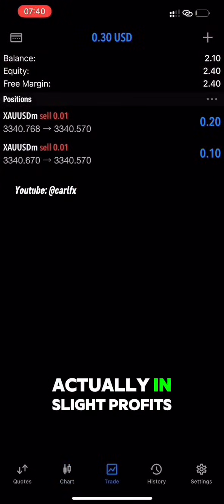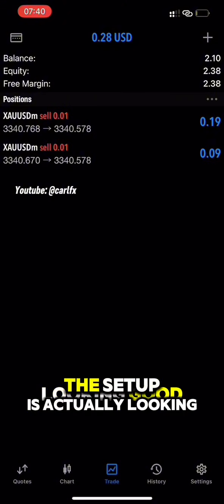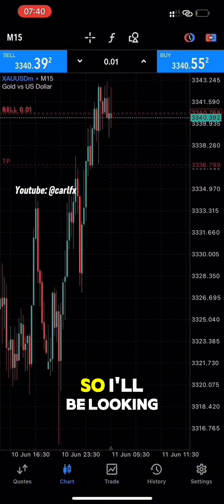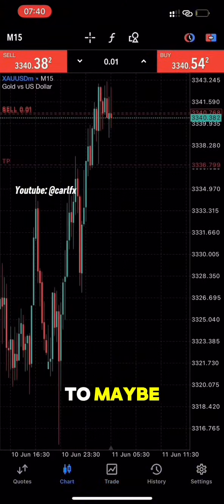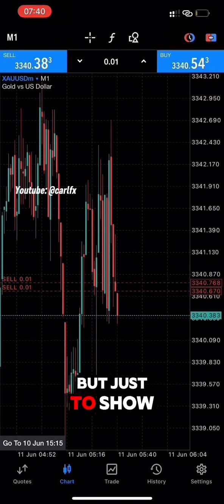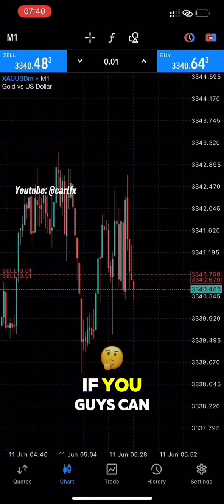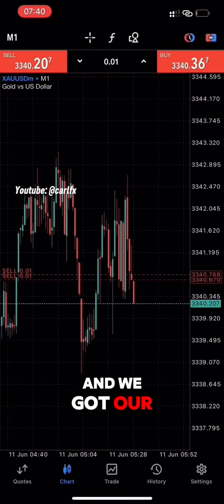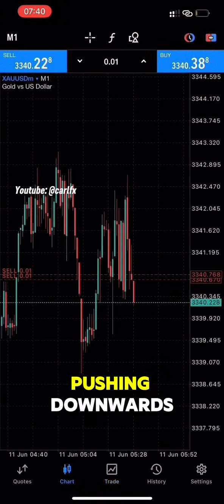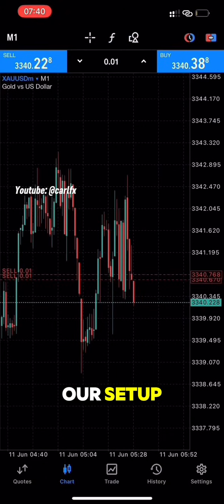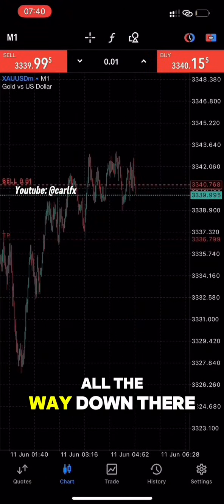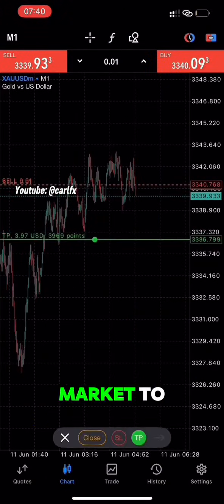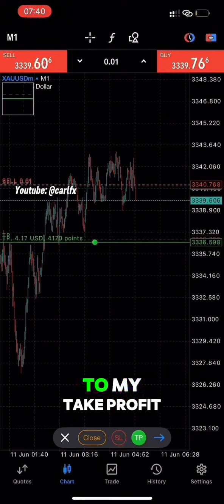Right now we are actually in slight profits and it's looking good. The setup is actually looking very good. So I'll be looking to grow this account to maybe $100 to maybe $200, but just to show you guys that it's possible. If you guys can see, with a market structure shift and we got our sell entries and the market is already pushing downwards and we are holding our setup. My TP levels are all the way down there. I'm actually expecting the market to trade all the way to my take profit.